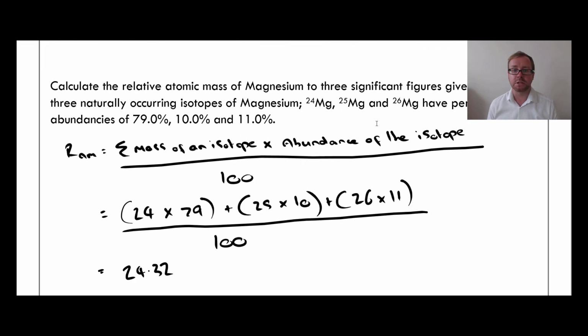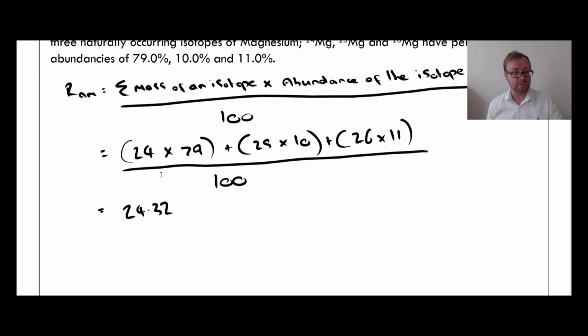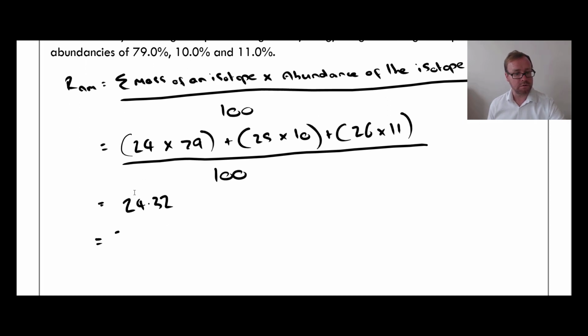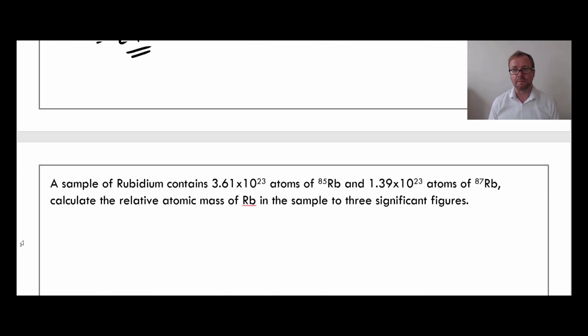If you notice in the question, as to 3 significant figures, so let's round this to 24.3. Okay, right, so moving on. Read through this question, then I'll say something before you have a go at the calculation. A sample of rubidium contains 3.61 times 10 to the 23 atoms of 85 Rb and 1.39 times 10 to the 23 atoms of 87 Rb. Calculate the relative atomic mass of Rb in the sample to 3 significant figures.